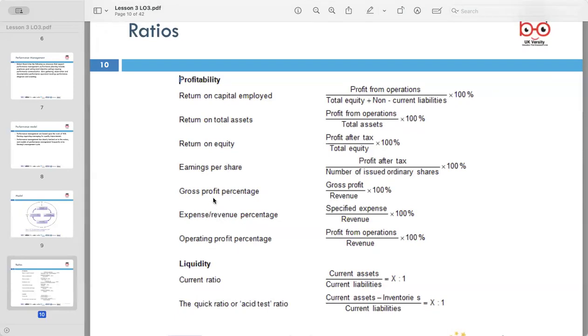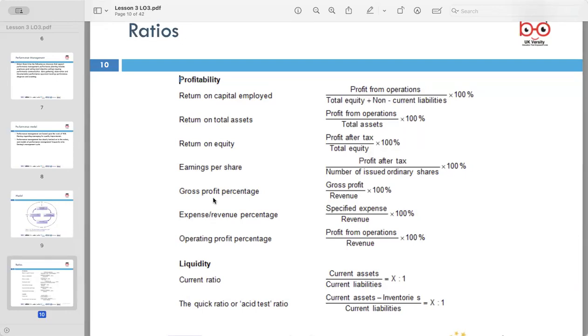If we talk about gross profit percentage, it calculates the percentage of revenue retained after deducting the cost of goods sold. Expense revenue percentage measures the proportion of expenses relative to total revenue. Operating profit percentage indicates the percentage of revenue remaining after deducting operating expenses.